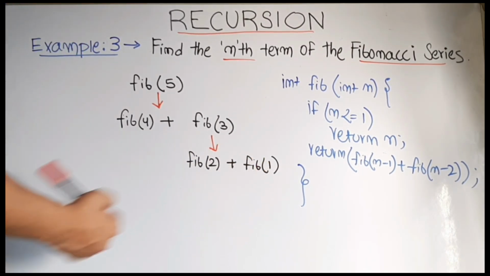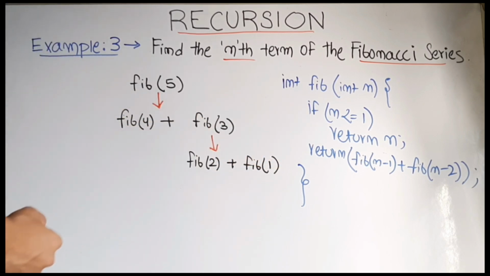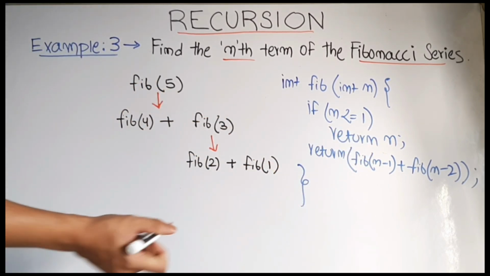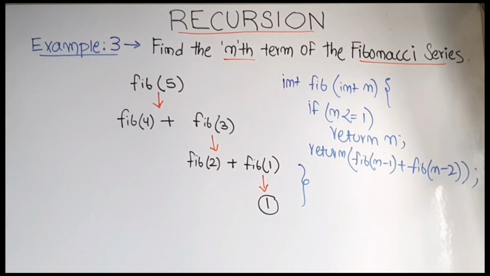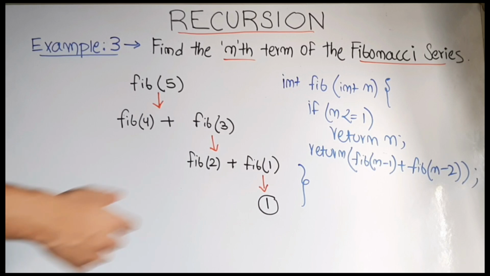Focusing on the right side function, we see that the value of n is 1, which satisfies this condition, and hence we will return n, which is 1. Finally, fib of 1 returned a constant 1. Now can you guess what will be returned by fib of 2?